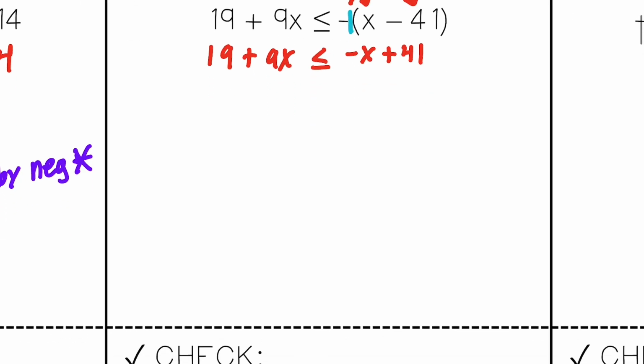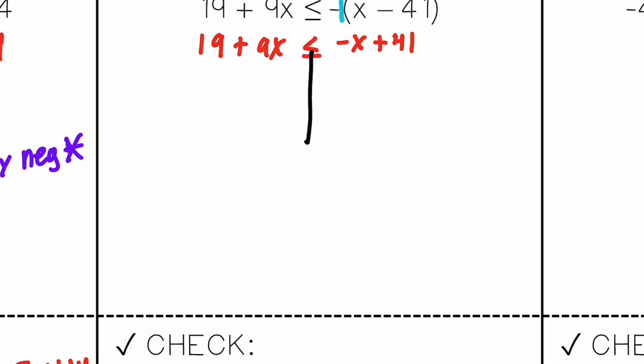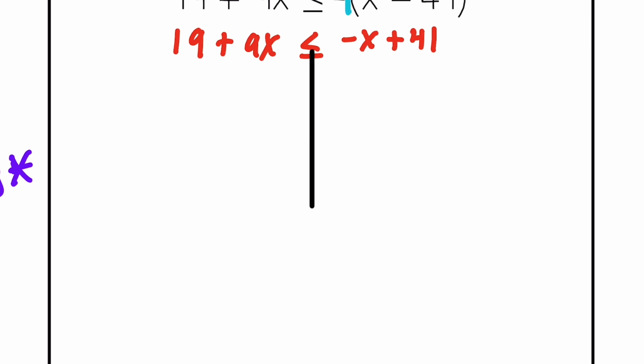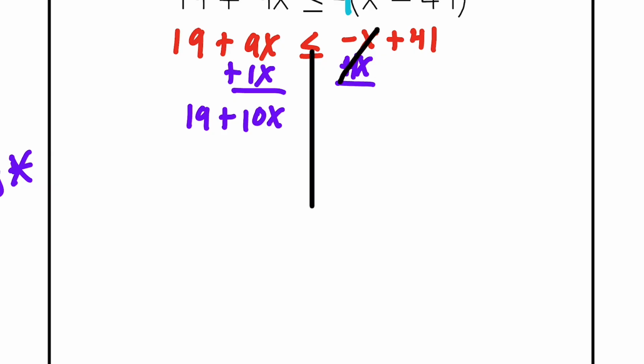All right, now we are ready to solve this. Let me draw a line down my side, and let's take a look at how this problem is going to work. Remember, first thing I want to do is move my x's. So I'm going to get rid of this negative x with a positive x. Technically, this is a 1x right here. So 9x plus 1x is 10x. My 19 falls down. That's a positive 19. Over here, my negative 1x and positive 1x go away, and I'm left with just a 41.